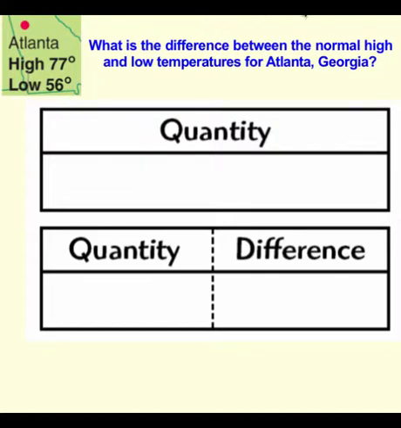I want to think about what I've learned for solving problems to help me. I want to think about what do I already know. I already know there's a high of 77 and a low of 56. Then I want to think about what is it I'm trying to do. I'm trying to find the difference between these two temperatures. Next, I need to think about what am I going to do to help me solve the problem. I'm going to use a diagram called a quantity-quantity difference.